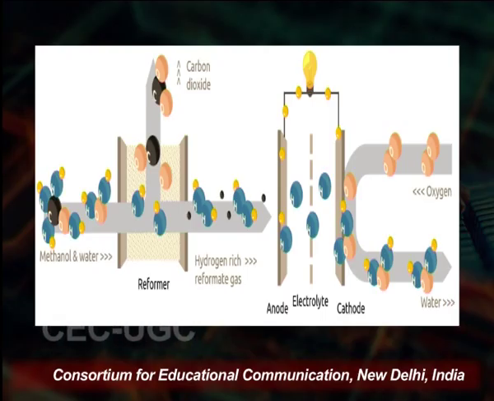You can see from the left hand side that first the purification of the methanol is done, then the hydrogen goes towards the anode part of the system. Here you can see a hydrogen rich reformate gas. This reformer is put before the fuel cell, so that first it will purify the carbon dioxide, then it will go to the anode, then the electrolyte, high or low temperature as per the requirement, then it will work. So, reformation is required in this cell.